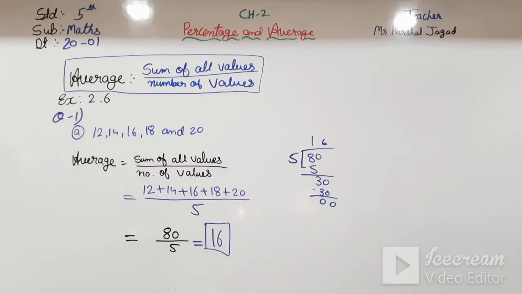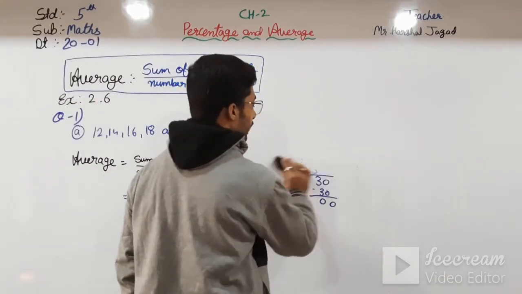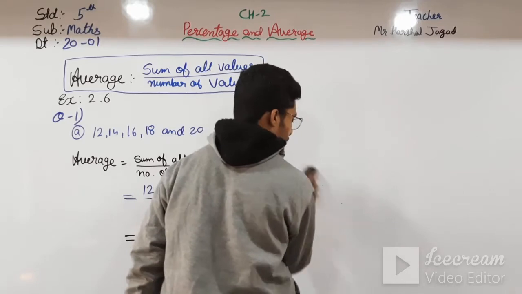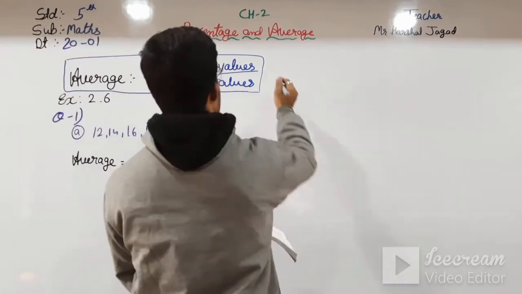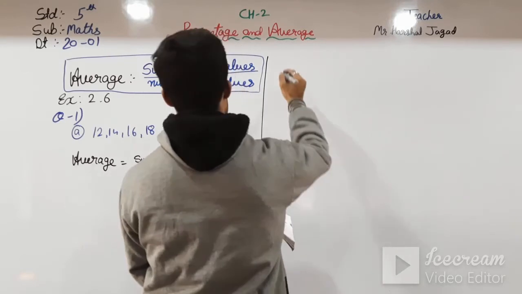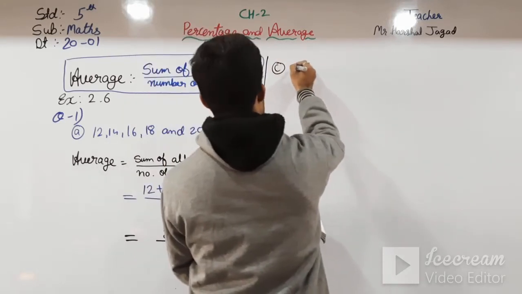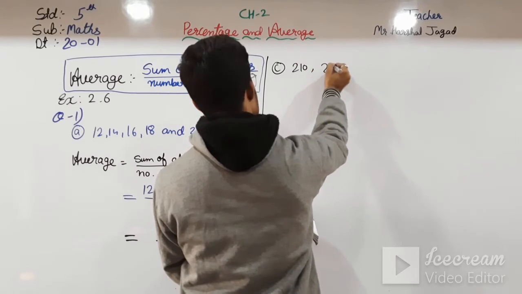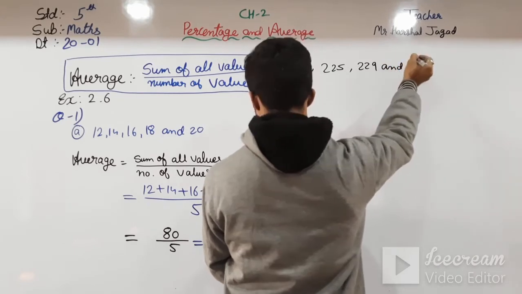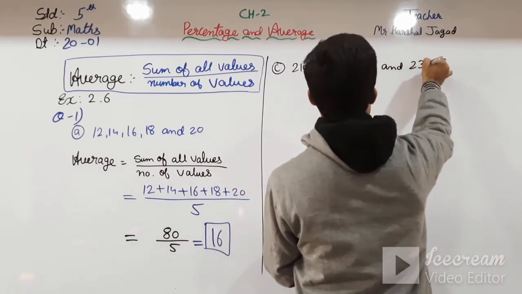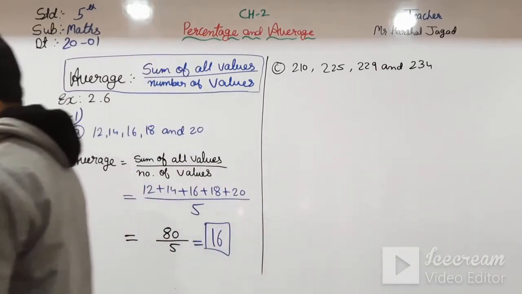And then after that, B. But we will not do B. B you just do at your home in your homework. And we will do here the C. So the C is 210 plus 225, 229 and 234.